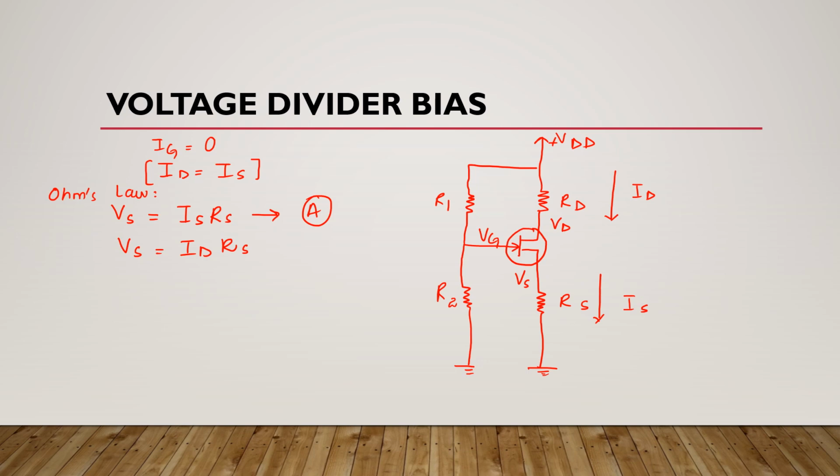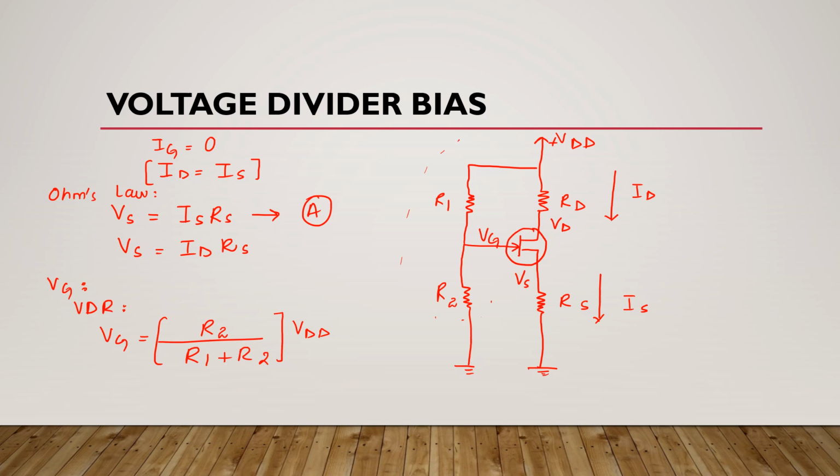Now if we want to find the value of this gate voltage here, we will apply the voltage divider rule. Here VG is equal to R2 divided by (R1 plus R2), multiplied by VDD. In my previous lectures I have mentioned that if we have a configuration like this, then we take the value of that resistor which is close to ground. That's why we are taking R2 here in this formula.